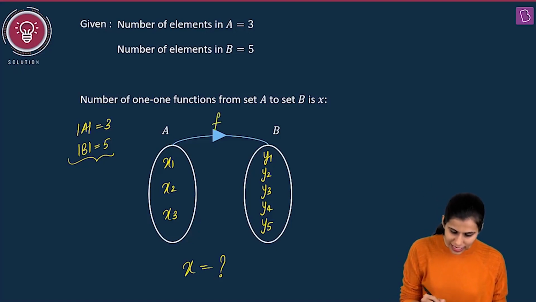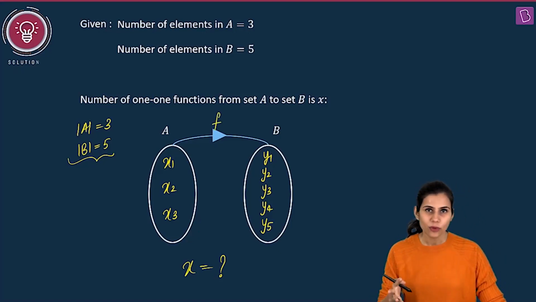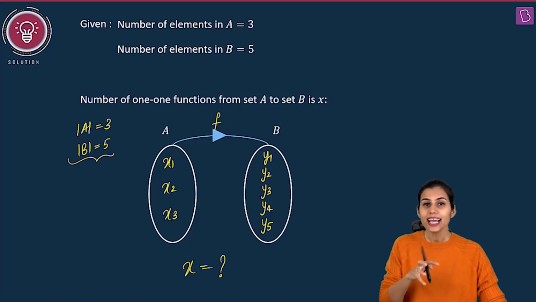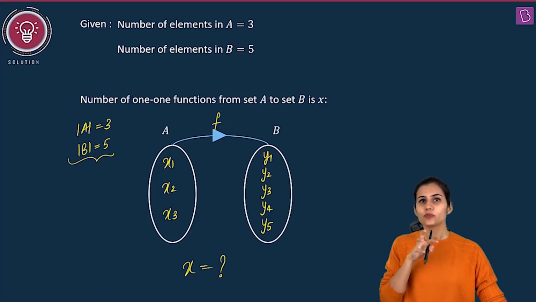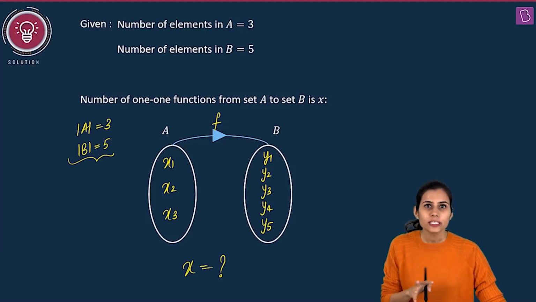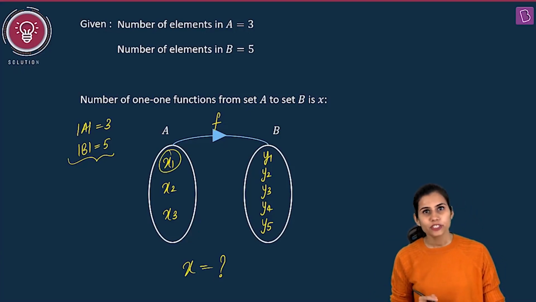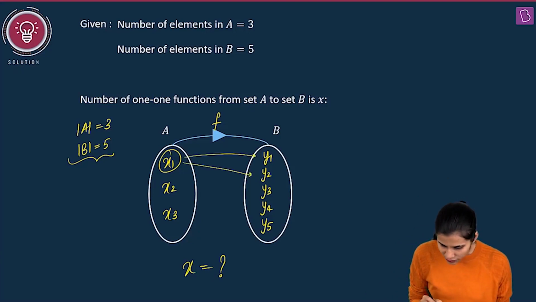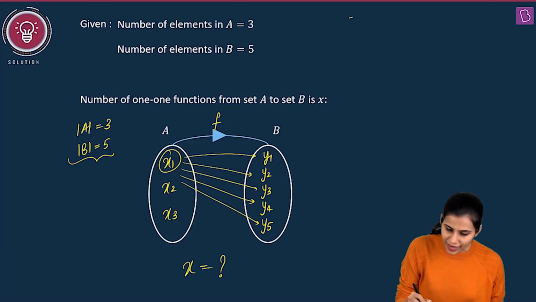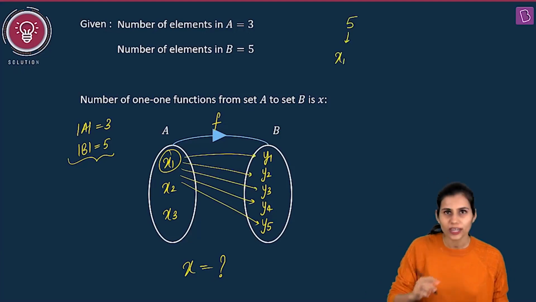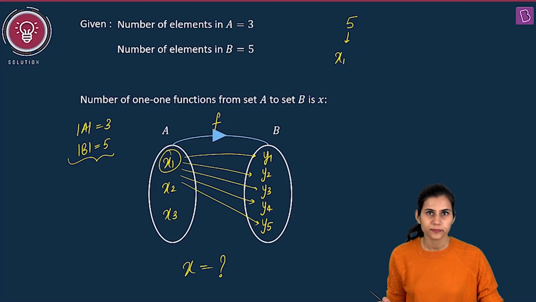Now, a function f from A to B will be 1-1, or let's say F is a 1-1 function from A to B. Then what are the rules that it will satisfy under the correspondence of members of A to B? Number 1, x1 should be mapped to one element of set B. There are 5 choices with me to map x1 to. Do you agree? So there are 5 ways in which I can map x1 to one member of set B.